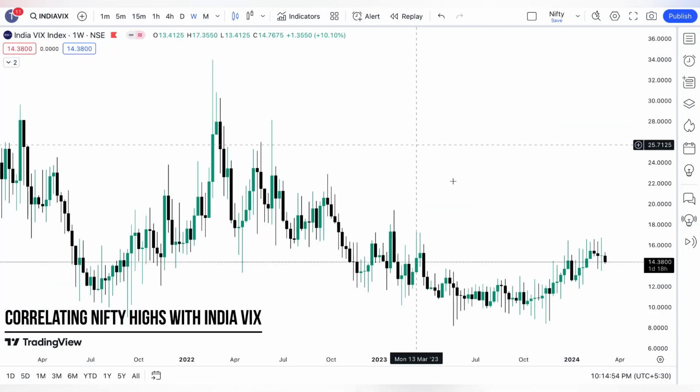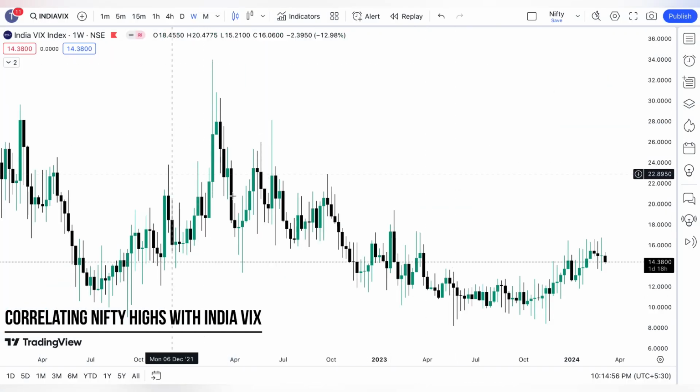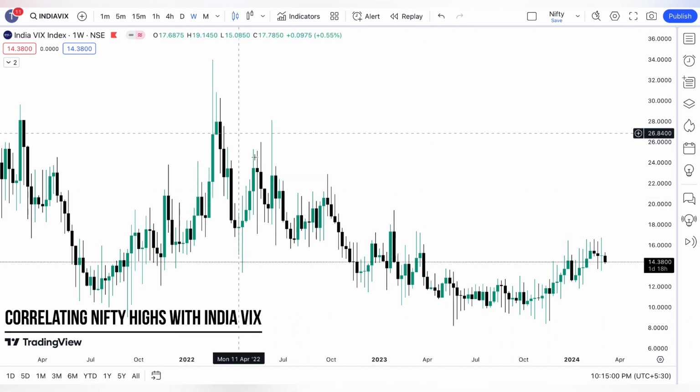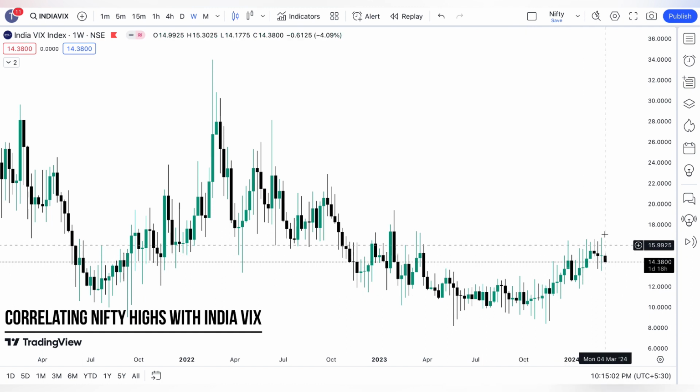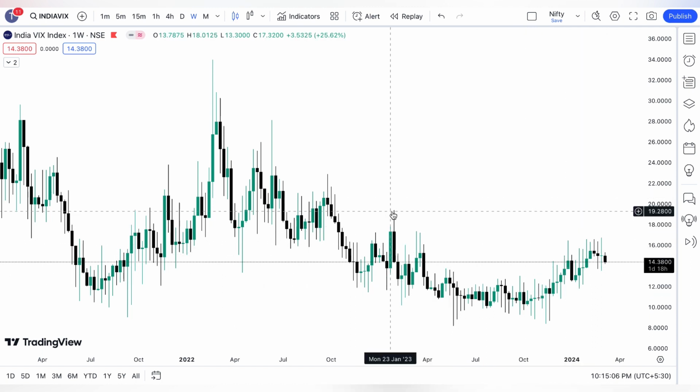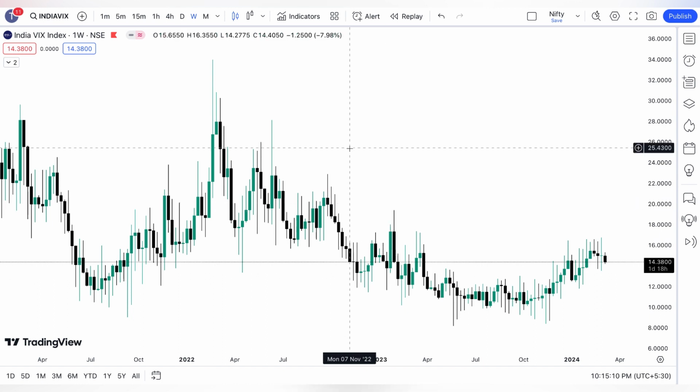The problem with this chart, if you see right now, is that if we look at it in isolation, it does not make any sense, whether it is a number like 14.38, or 10, or as high as 20. It is impossible to relate what this number means in the sense of broader markets.